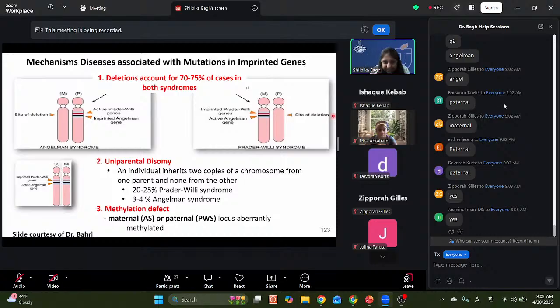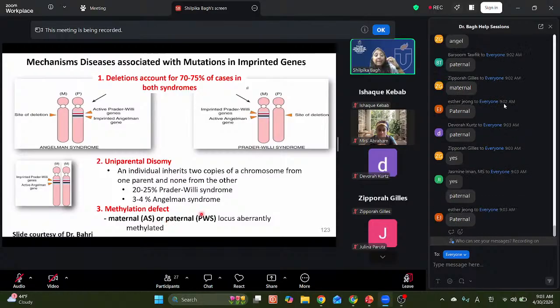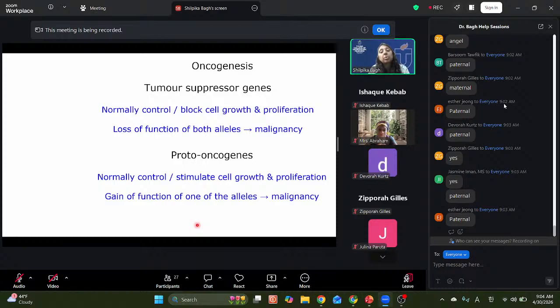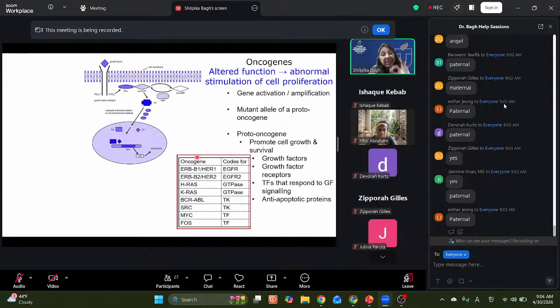Methylation, silencing, and deletion for Prader-Willi should be paternal or maternal? Paternal. Prader-Willi, paternal intact naturally, and maternal silenced, but you have to knock out both to get Prader-Willi syndrome. Happy puppet is Angelman.